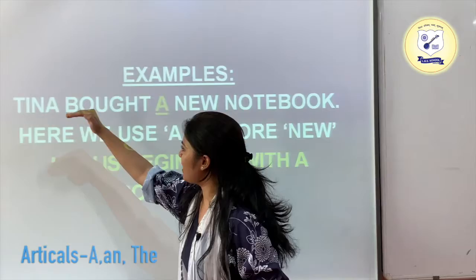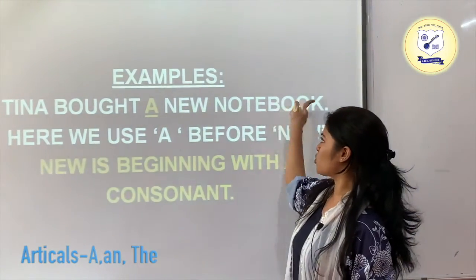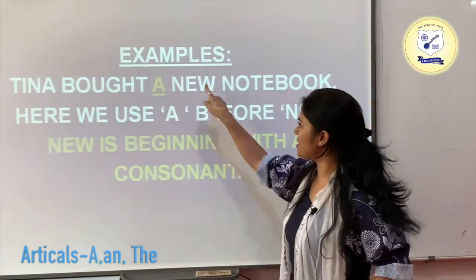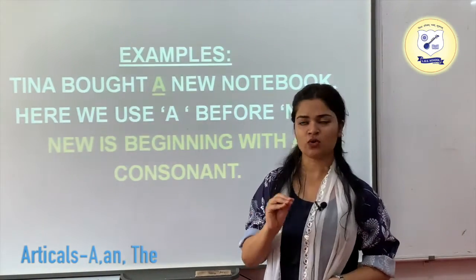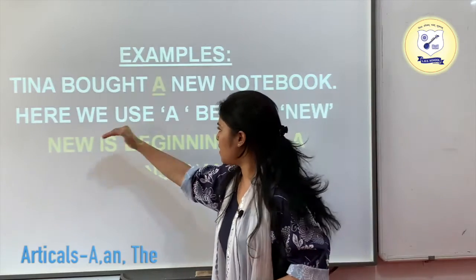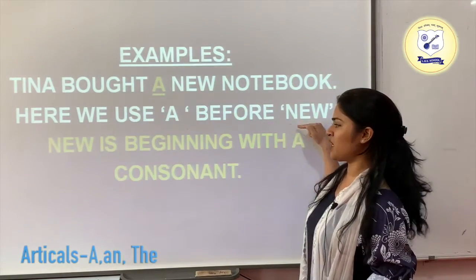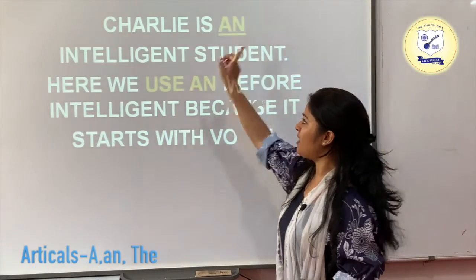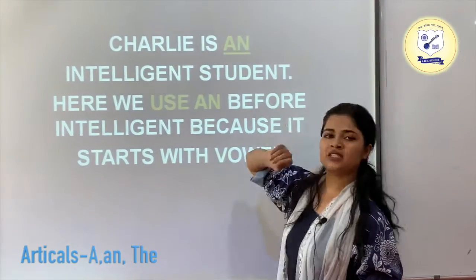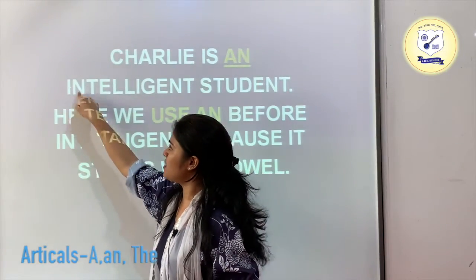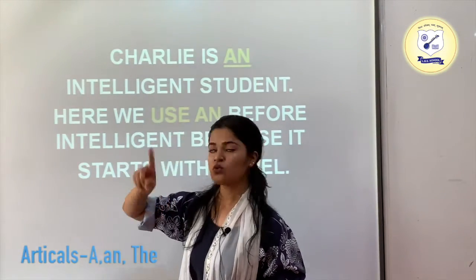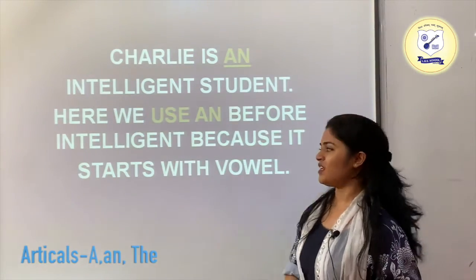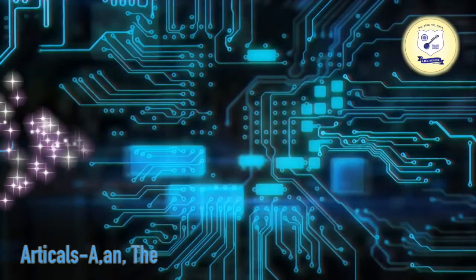So if you are talking about, like, Tina bought a new notebook, this notebook is your noun. She bought one notebook, so we will use a, and this new is beginning with a consonant sound, so we have kept a before it. Similarly, Charlie is an intelligent student. This student is your noun, and this word intelligent is beginning with I, a vowel sound, so we have used the article an before it.